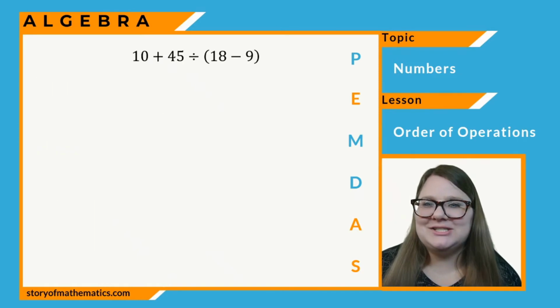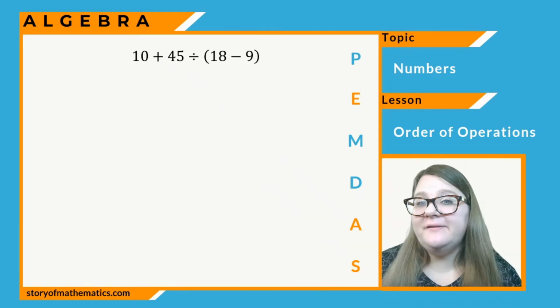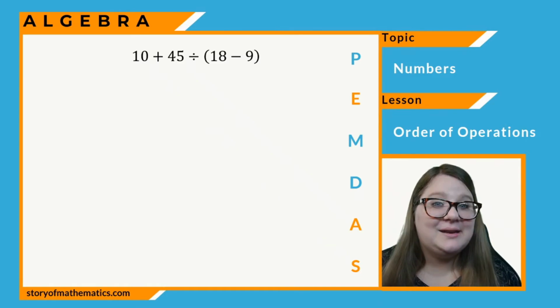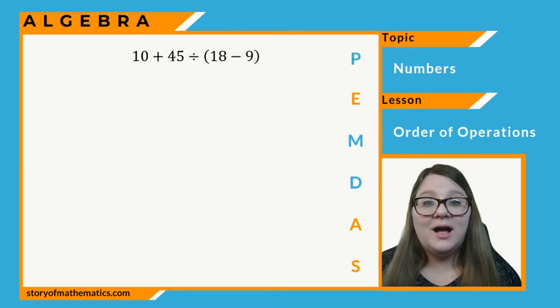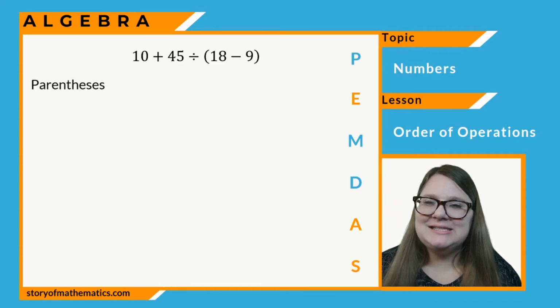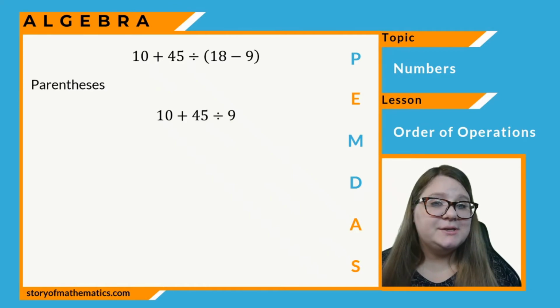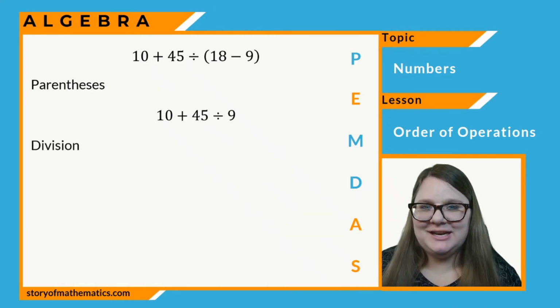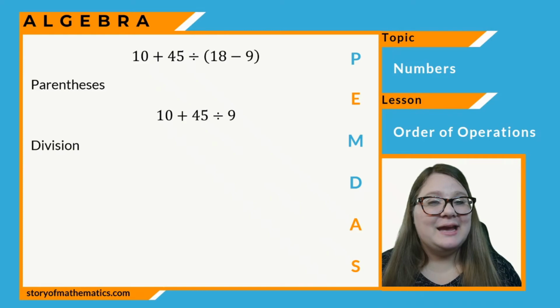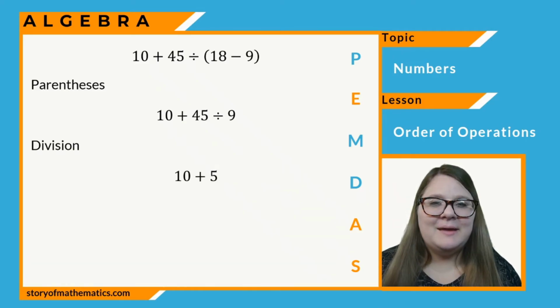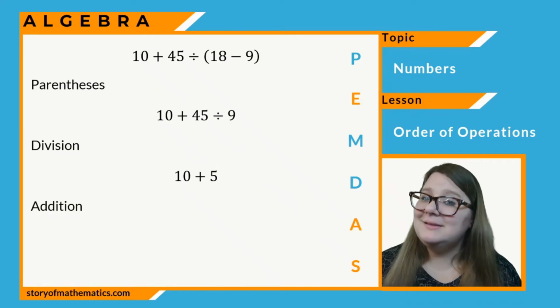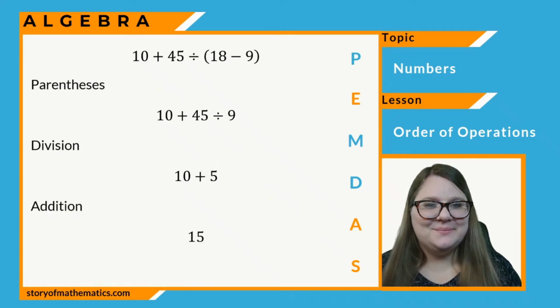What about this question? 10 plus 45 divided by (18 minus 9). Well, I'll do my parentheses first. 18 minus 9 is 9. Now I'm looking at exponents. Don't have any. Multiplication and division? I do have division here. So I'll have 45 divided by 9 is 5. So now I have 10 plus 5, and that means I just have my addition left. 10 plus 5 is 15.